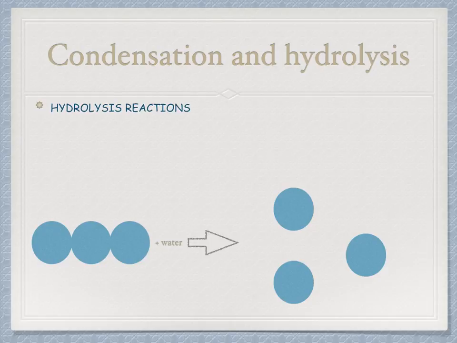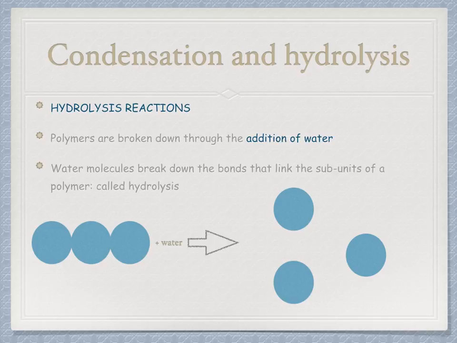What about hydrolysis reactions? It's the opposite. If you have a macromolecule and it gets broken down into its subunits, you need water. So polymers are broken down through the addition of water. Water molecules break down the bonds that link the subunits of a polymer, and this is called hydrolysis. So water is used to break down the molecule. It's used to hydrolyze those bonds. So you have a macromolecule, water is used to hydrolyze those bonds, and the macromolecule is broken down into the simple subunits.